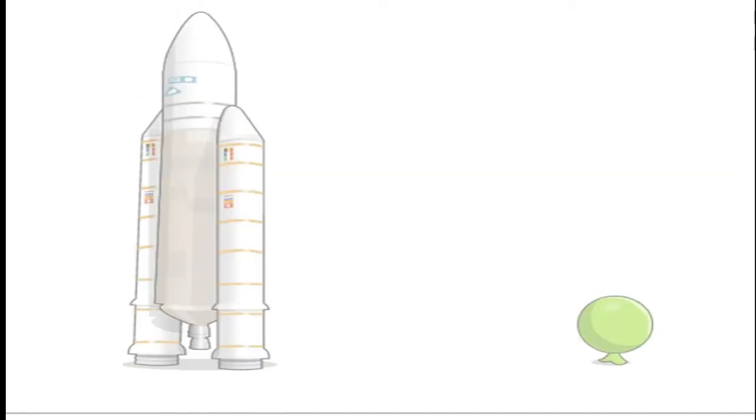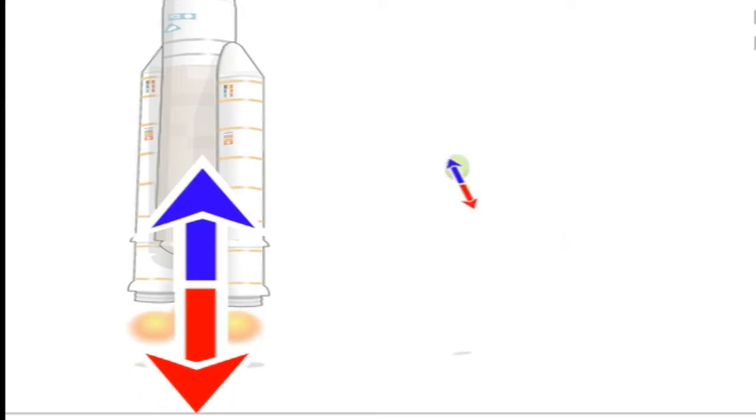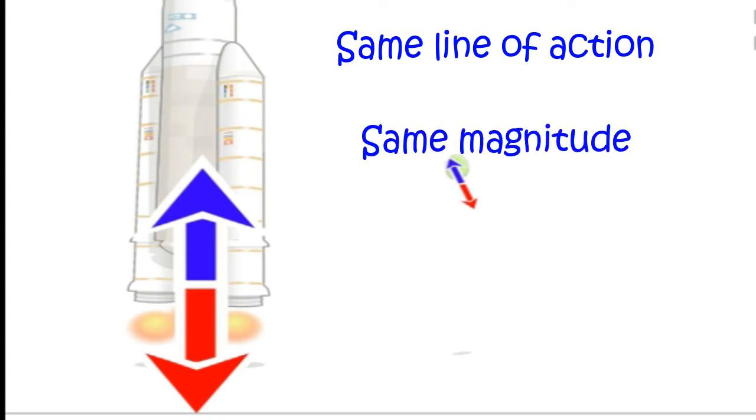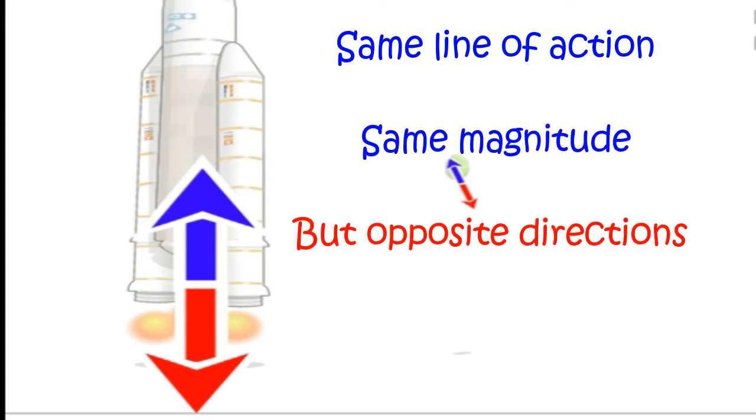Same for the balloon. Here the balloon is applying an action on the air, the red arrow, and at the same instant, the air is applying a reaction on the balloon, which is the blue arrow. And as we notice in the two examples, the action and reaction always have the same line of action, same magnitude, but opposite directions.